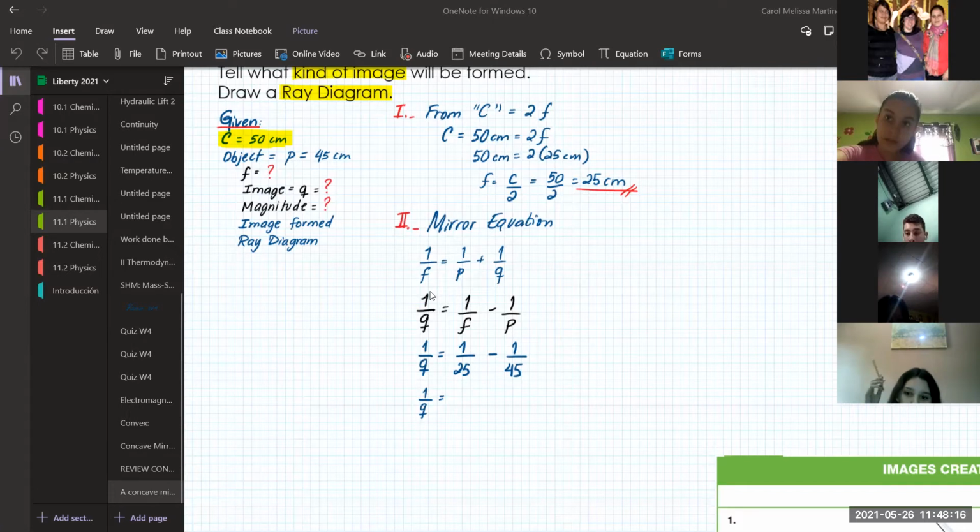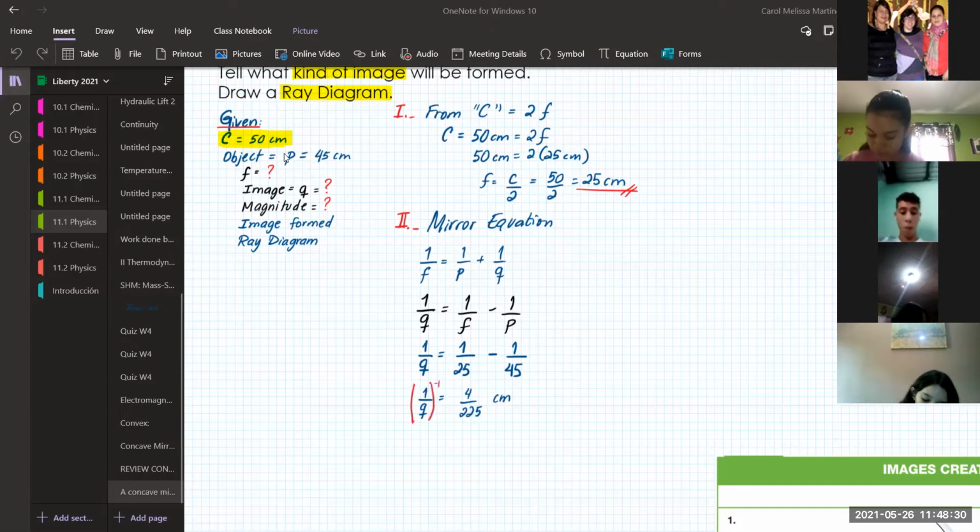This gives me 4 over 225. Exactly. You write the fraction complete over here: 4 over 225, and remember these are centimeters. In the very last step, we use the reciprocal function. You basically rotate the fraction, so this is going to be equal to q over 1 equals 225 divided by 4 centimeters.